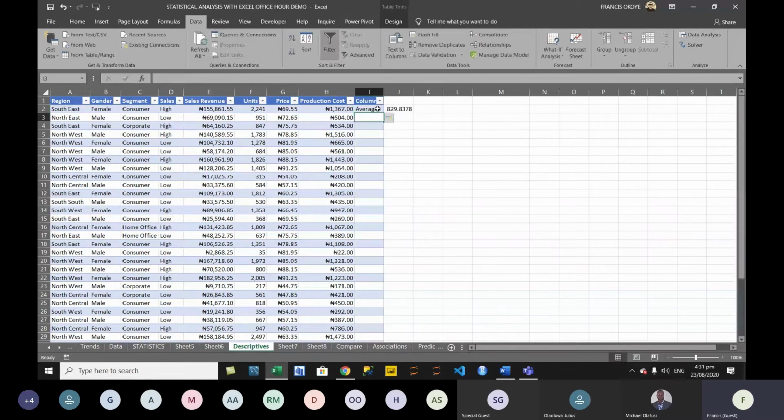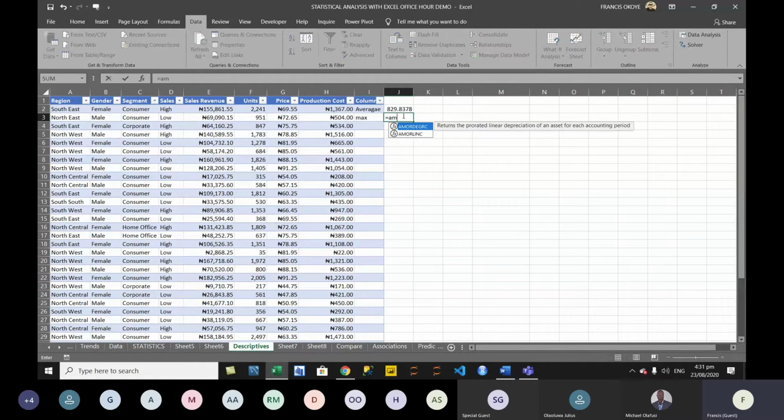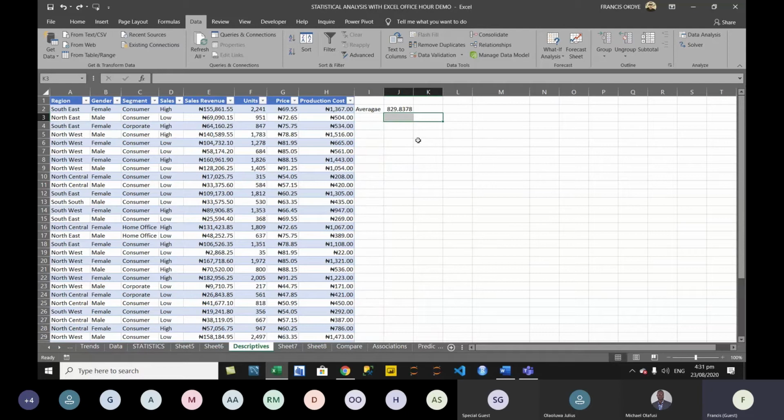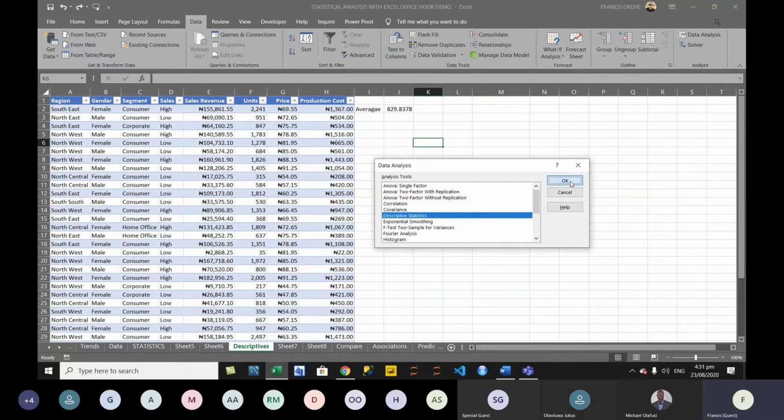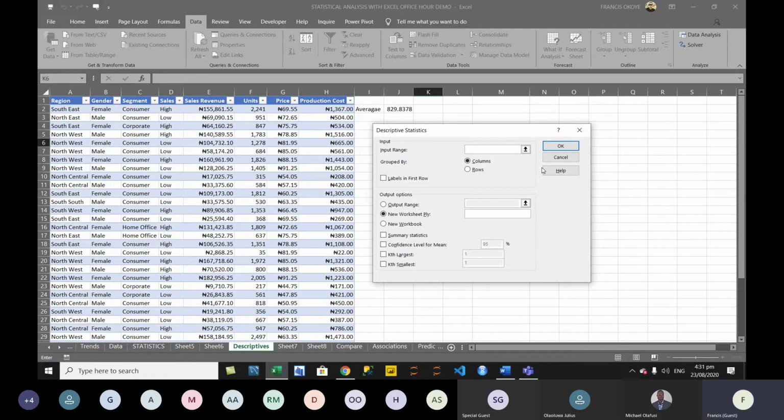You can have your maximum, the same way you have the functions. But how long can you continue doing all this? That's why in Excel, you already have the tool there. In your data analysis, you have your descriptive statistics. Now, what do I want to describe? You can only describe quantitative variables, only the ones that have numbers.